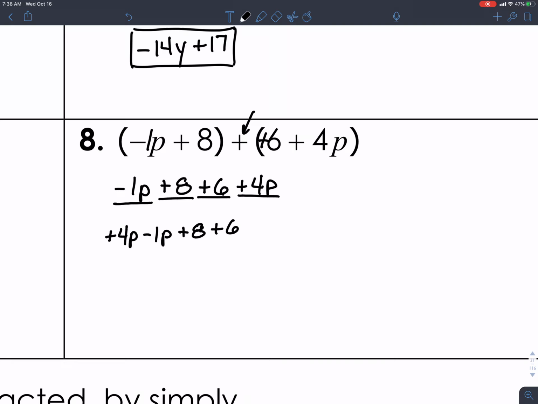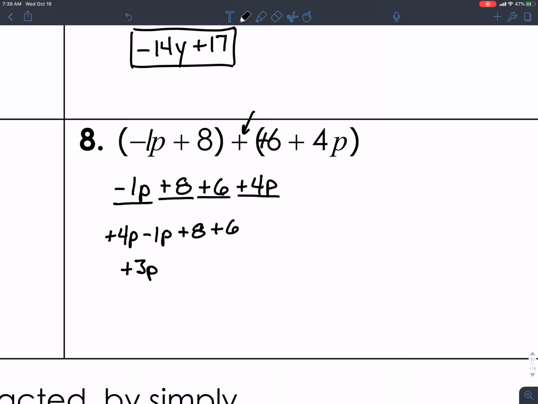When you're combining integers, if the signs are different, that's a positive 4 and a negative 1, so my signs are different. You subtract the two numbers, 4 minus 1 is 3, and keep the sign of the number with the greater absolute value. That means the sign of the number that is farther from 0. Well, what's farther from 0, positive 4 or negative 1? Obviously, positive 4 is 4 units away from 0. Negative 1 is 1 unit away from 0. So I keep the sign of the 4. So 4 minus 1 is 3, and I keep the sign of the 4, so that is a positive 3p.